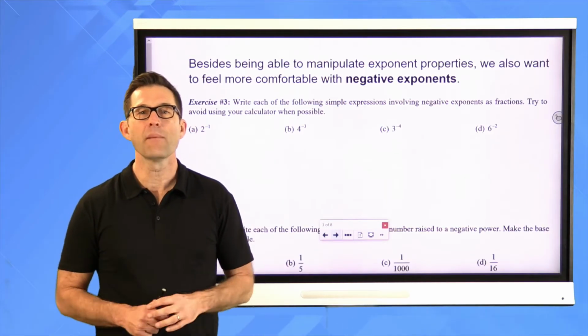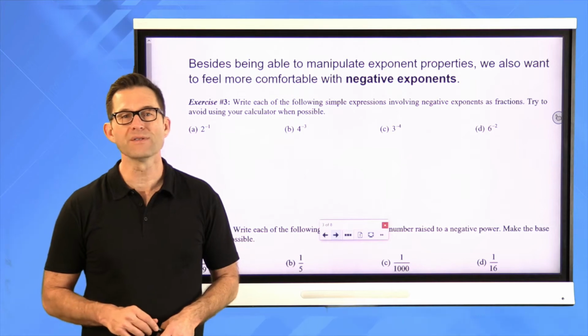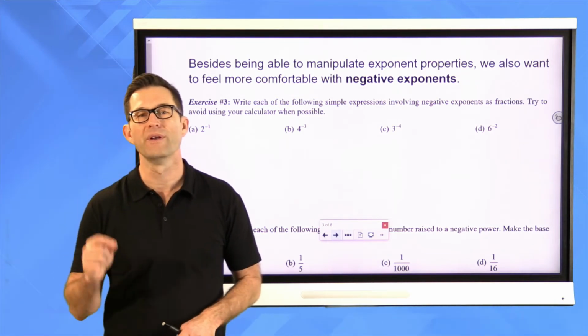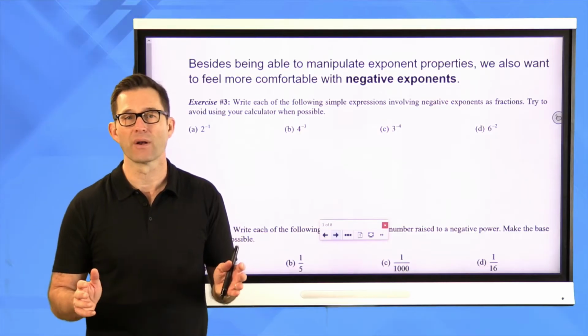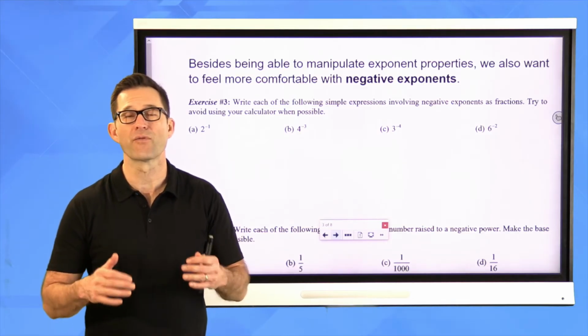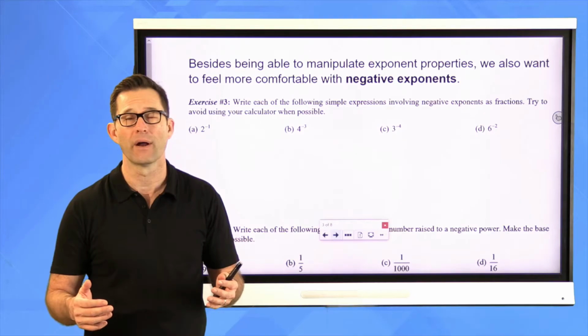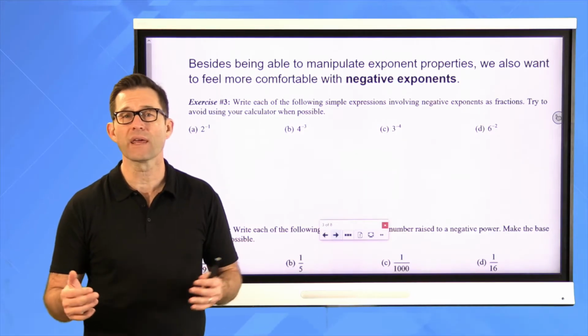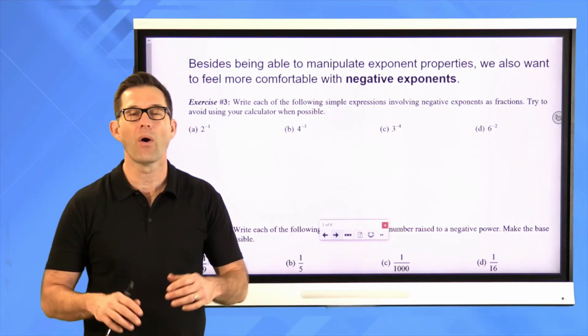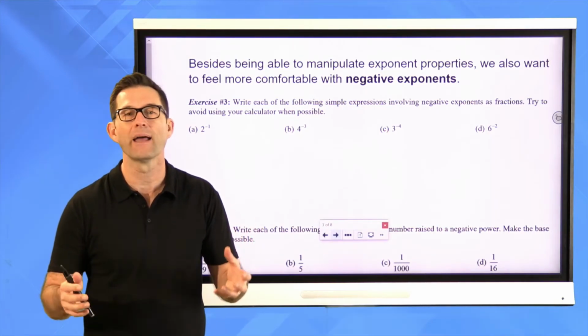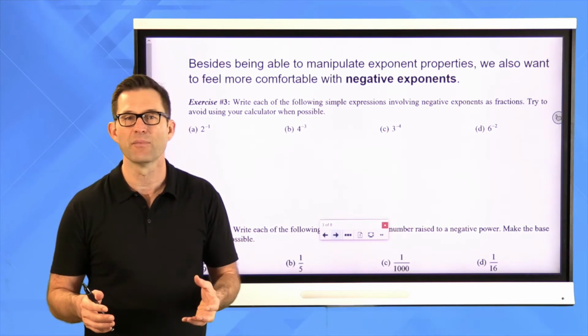Now, besides being able to manipulate exponent properties, we also want to be able to feel more comfortable with negative exponents. As much as I hate to say this, negative exponents are never going to go away. You're going to continue to use them forever in math from now on, all right? And it's important because we use negative exponents for a whole variety of different things, at all sorts of times and places, and you just have to be ready for them.